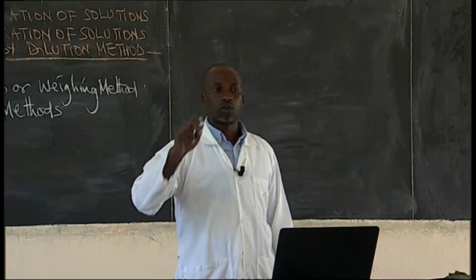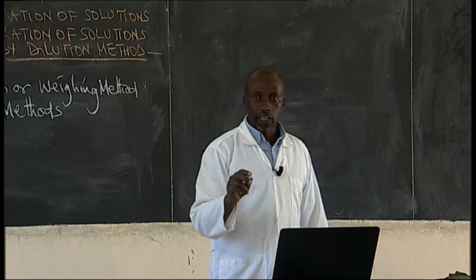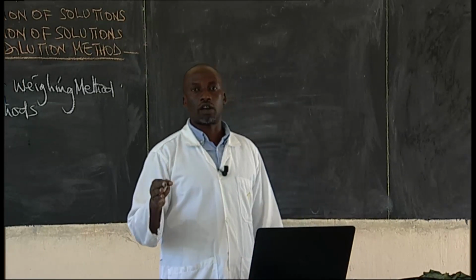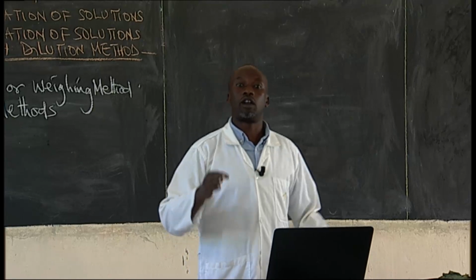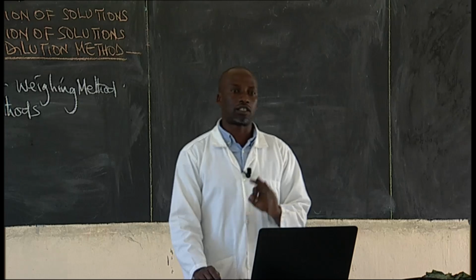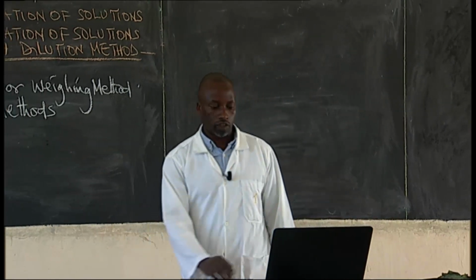Your notebook, your pen, a calculator, or you can have a phone that has a calculator. I think all phones have a calculator. And then you can have a periodic table. Those are the 4 requirements that you will need in this lesson.